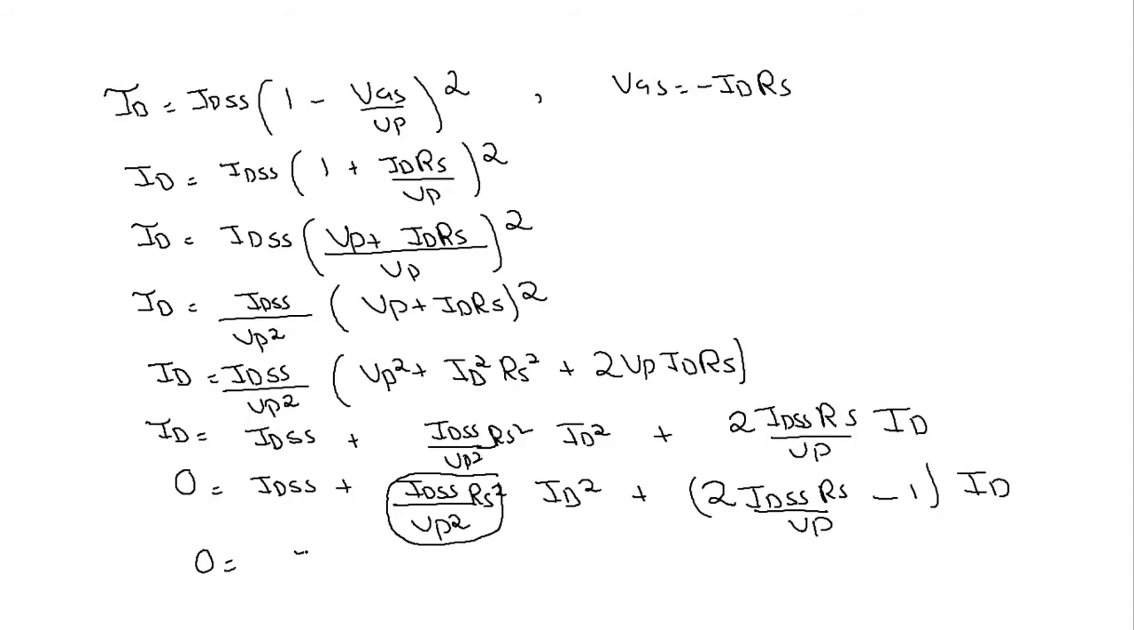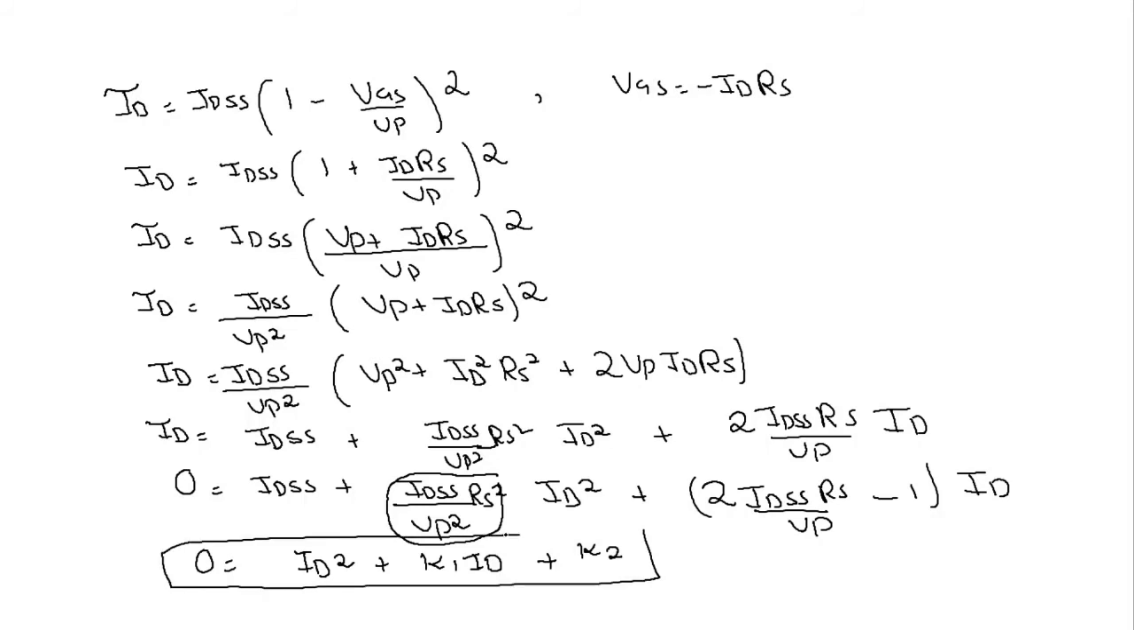So when I simplify this, I am going to have ID whole square, and then it will be some constant, because IDSS is also constant, the resistance RS is also constant, VP is also constant, so that will also be some constant. So I am going to have k1 ID, this is my ID, and this will all be a constant k1 ID, and again this k2 will also be some constant. So I am going to get this quadratic equation, and from this quadratic equation I am going to find the current ID. So this is the mathematical approach to find the current ID.